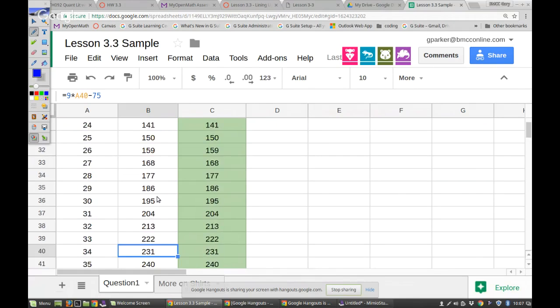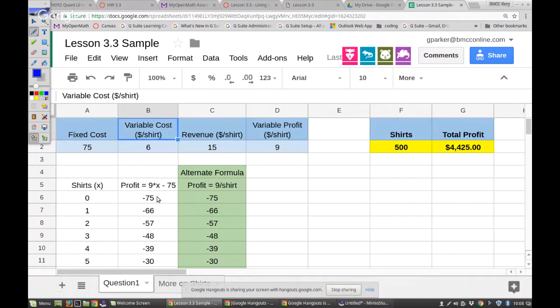Now we want to end up with a profit of what? At least 500. Yesterday we saw on the table that somewhere between 63 and 64 shirts, we finally get a profit of at least $500. Questions on that? I'll give you guys some time to build that in just a minute on your own.